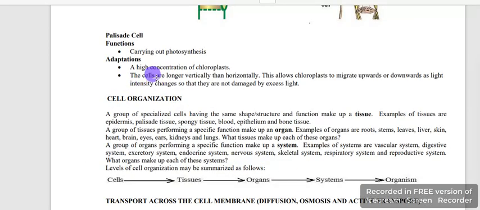The cells are longer vertically than horizontally. This allows chloroplasts to migrate upwards or downwards as light intensity changes so that they are not damaged by excess light. So from this video, we'll look at cell organization. Our next video will be under cell organization.